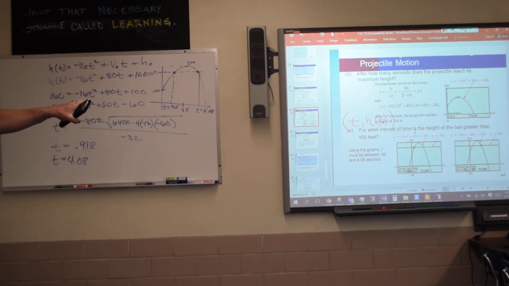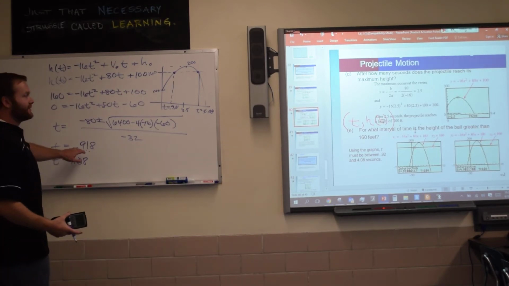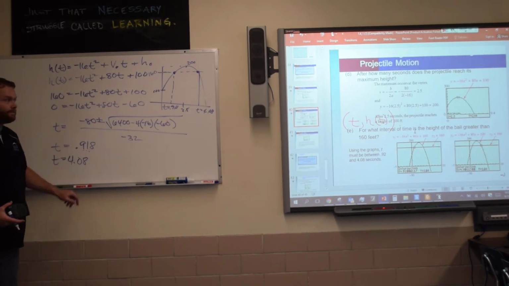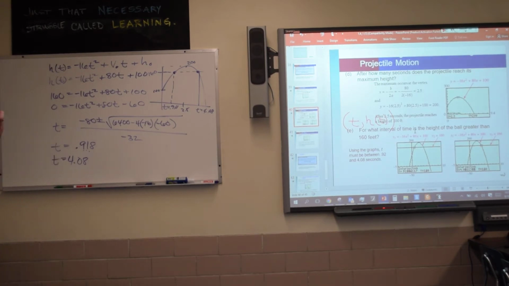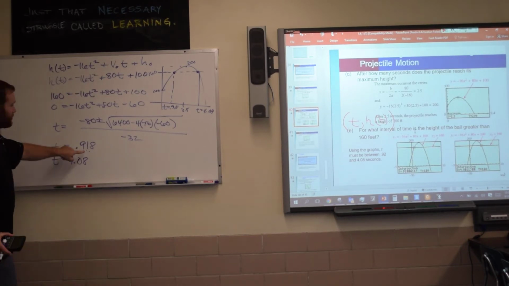Now they want the interval. They want the time interval. So how do we write this? When it's 0.918 seconds, are we at 160? When it's exactly this time, are we at 160? Now, it says for what interval of time is the height of the ball greater than 160? So do I include this number? No. Because that's 160.